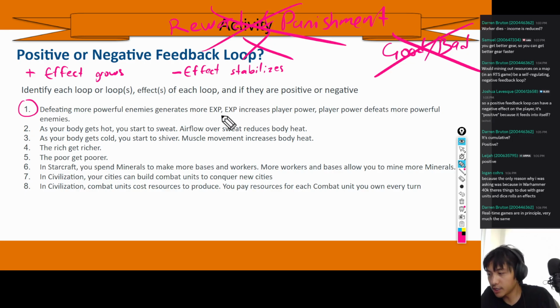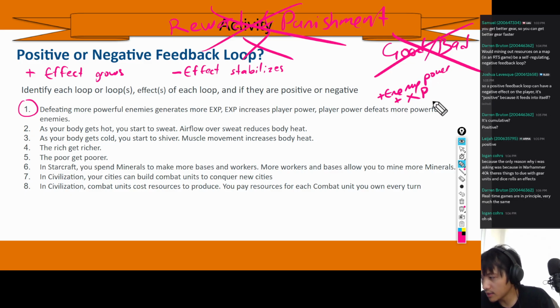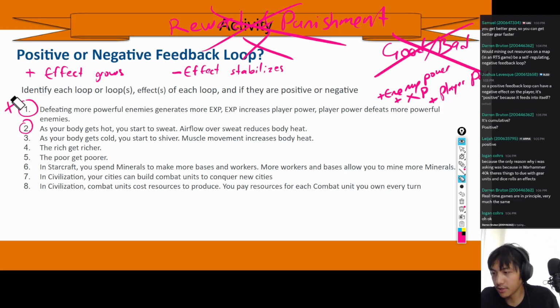So what is changing here? The enemy power is increasing. XP is increasing, and player power. Those are all increasing together, and they feed into each other. Okay, number 2, positive or negative feedback loop.